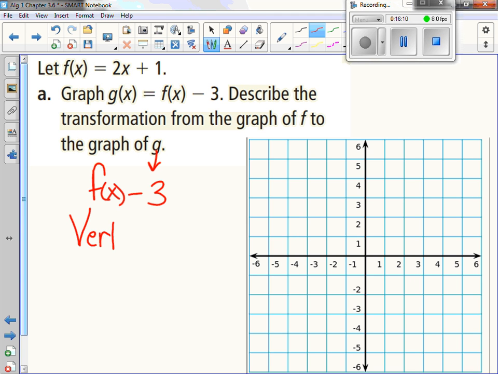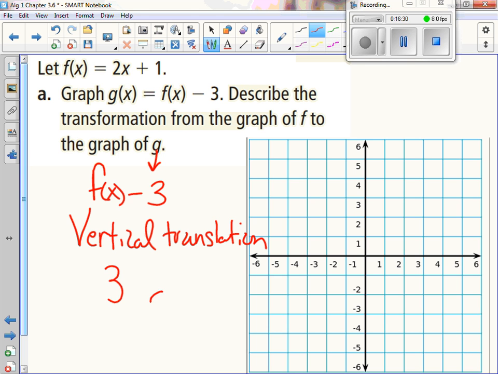So this would be a vertical translation of what? So we would say 3, but the negative tells me the direction. It would be moving where? Down. 3 units down. That's a vertical translation of 3 units down, or down 3. It means that we're taking every point on the original graph and moving it down 3 units. And that's it.